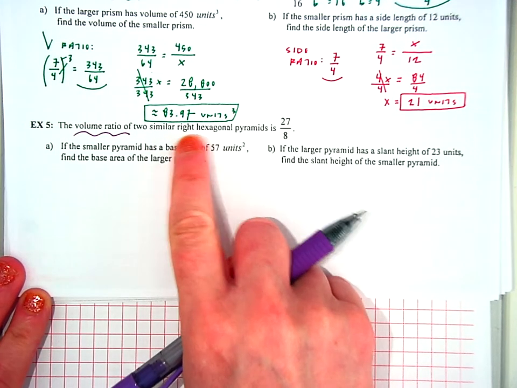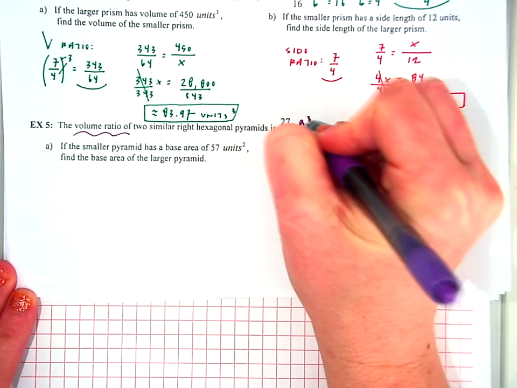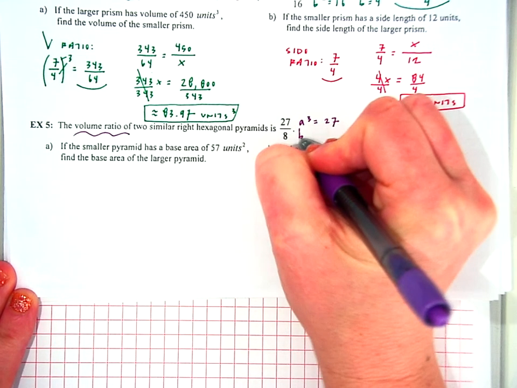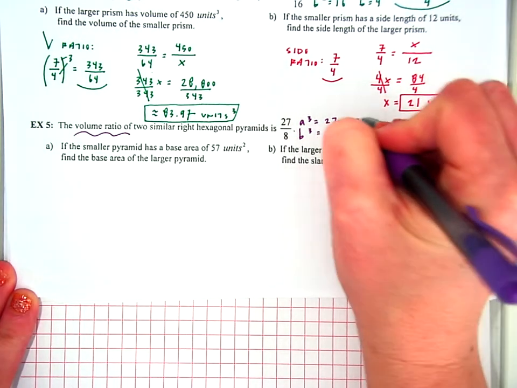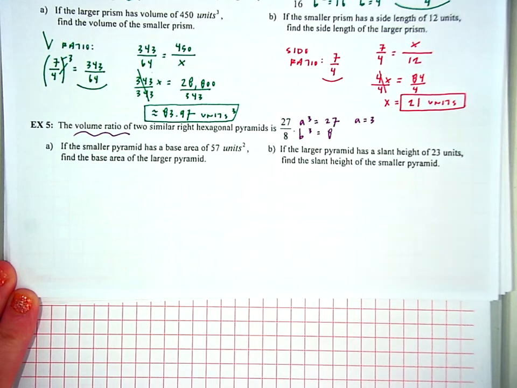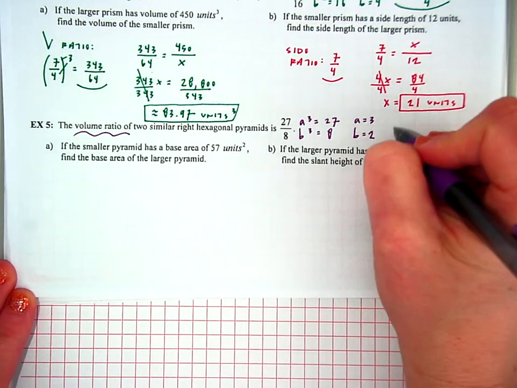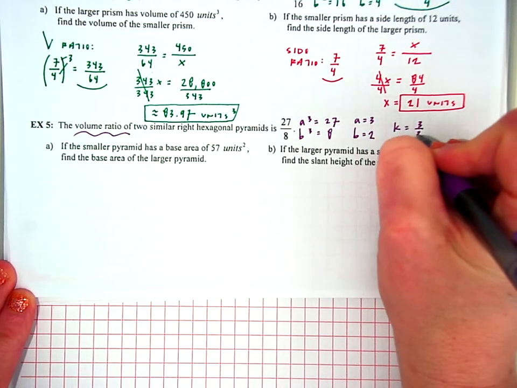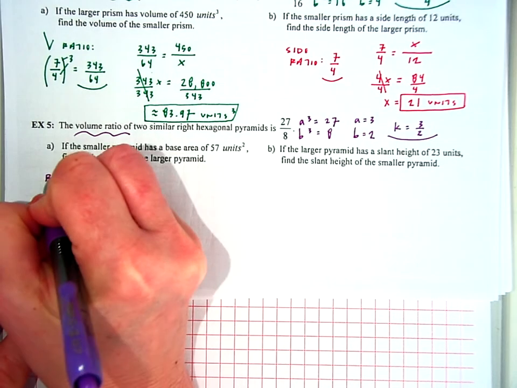Okay, let me push up the last two. So here we're starting off with a volume ratio. That means my ratio of my two similar right hexagonal pyramids, 27 to 8, is giving me that A cubed is 27 and B cubed is 8. If I take the cube root of 27, I see that A must be 3. If I take the cube root of 8, B must be 2. So then I know that my scale factor is a 3 to 2 ratio.